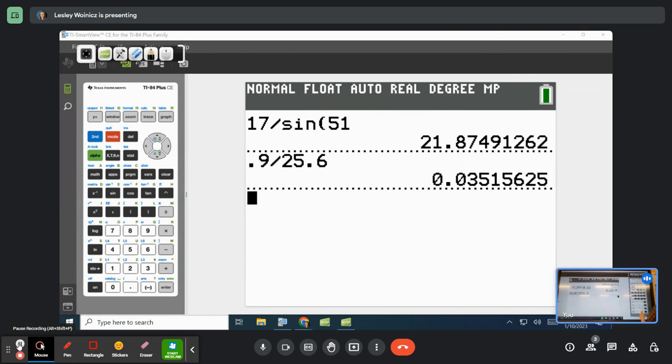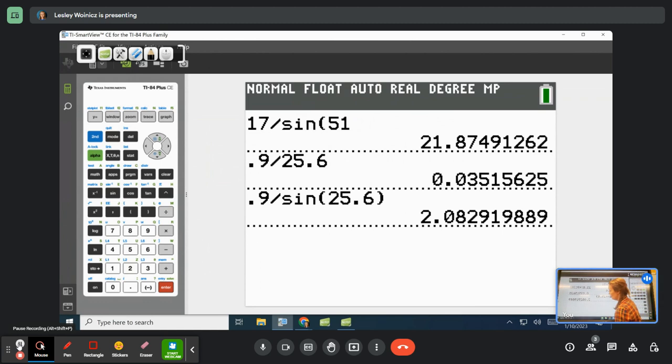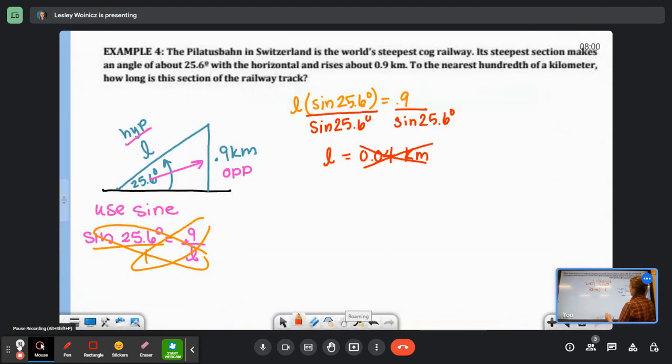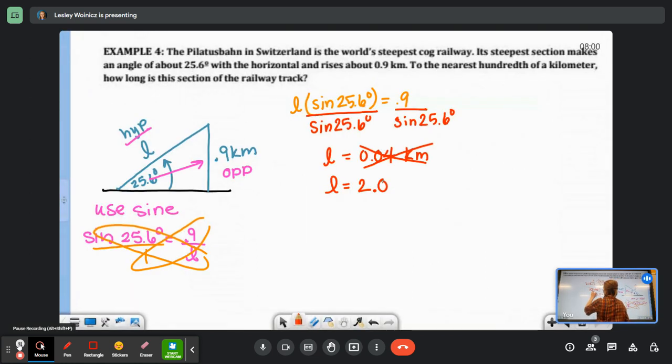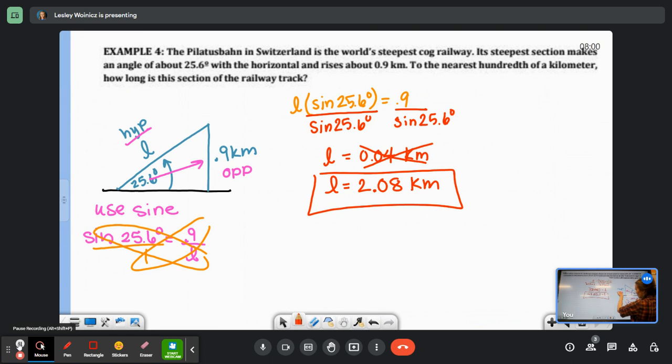So what I should have done is 0.9 divided by sine of 25.6, and it should give me 2.08, which makes a whole lot more sense. So my length is actually 2.08 kilometers, which is longer than 0.9 kilometers and is a good length for my hypotenuse. All right, sorry that I'm a goober, but hopefully it keeps you from making that mistake.